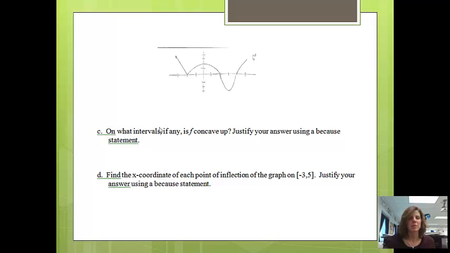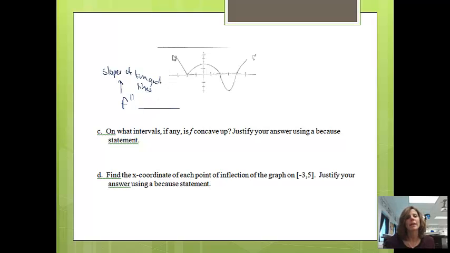All right, let's look at C and D. This time it says on what intervals, if any, is f concave up? And then for D, find the x-coordinate of each point of inflection. Well, I know when I'm talking about concavity and points of inflection, I'm talking about f double prime. So if I have an f double prime chart, I know that I can answer those questions very easily. We're at f prime right now. If I'm talking about f double prime, that's the slope of f prime. So I'm looking at the slopes of the tangent lines. That's how I'm going to get my chart.